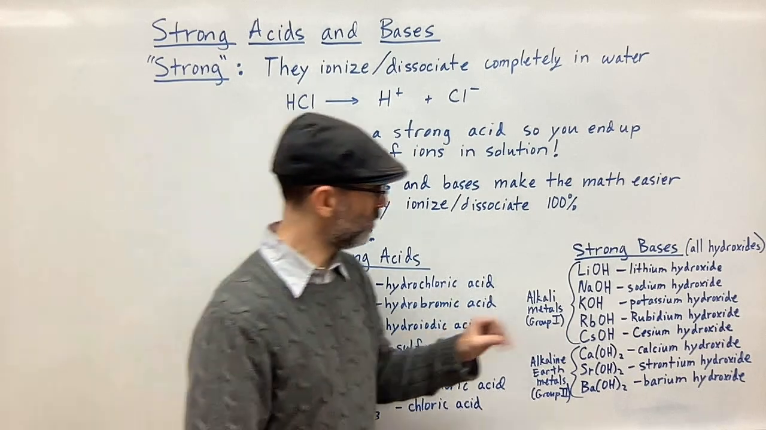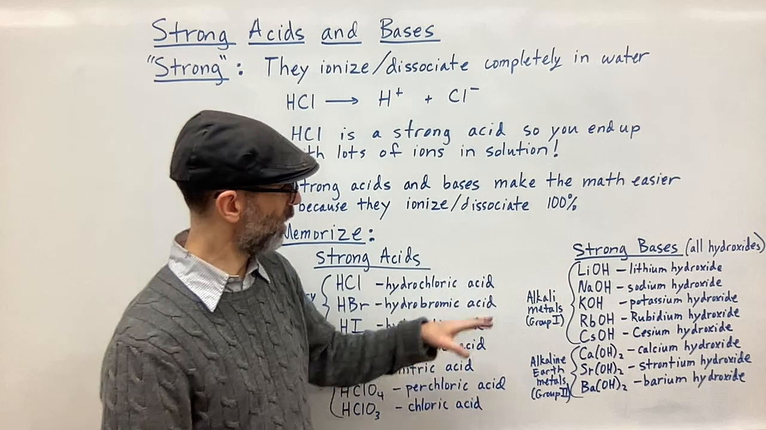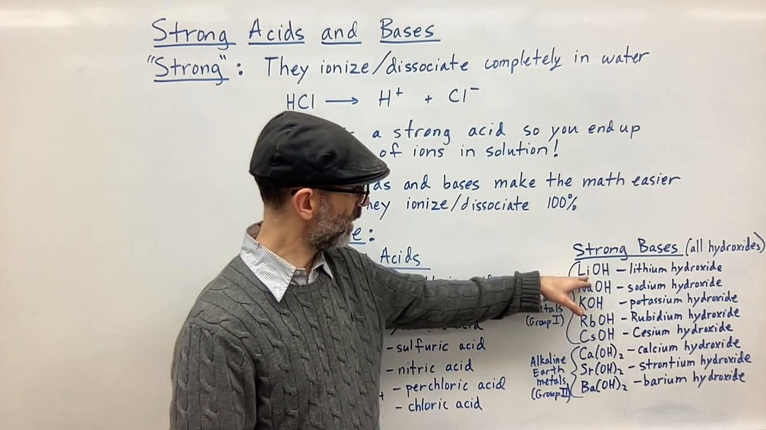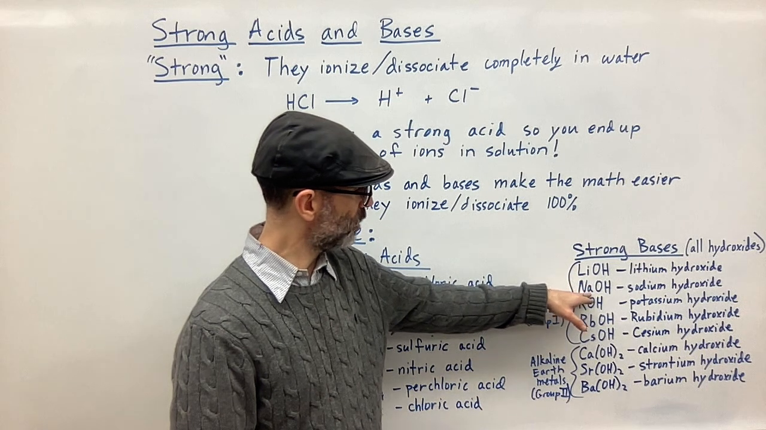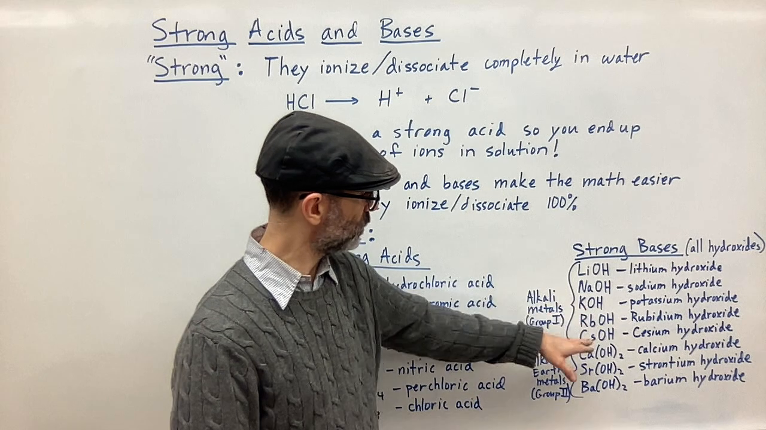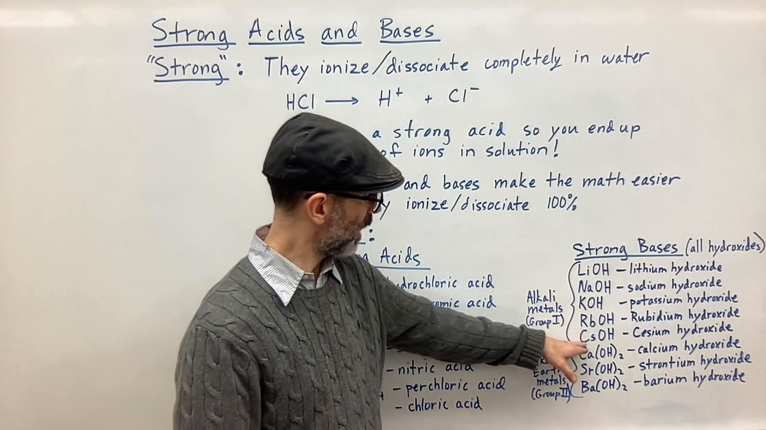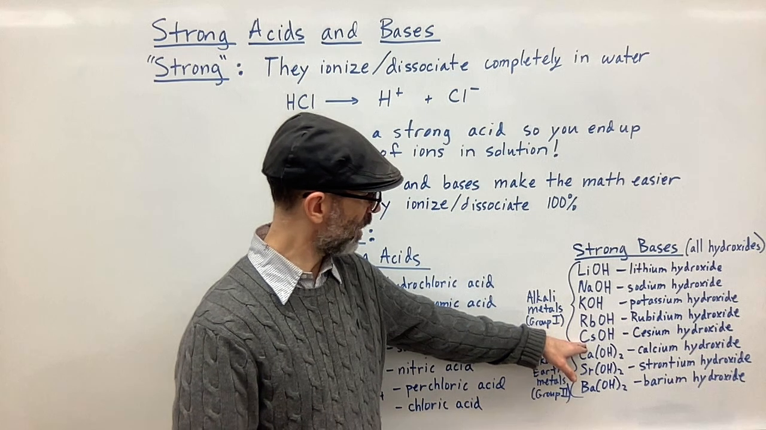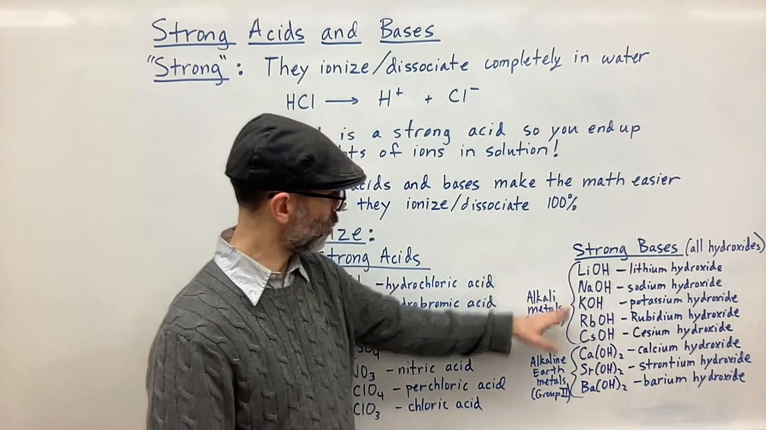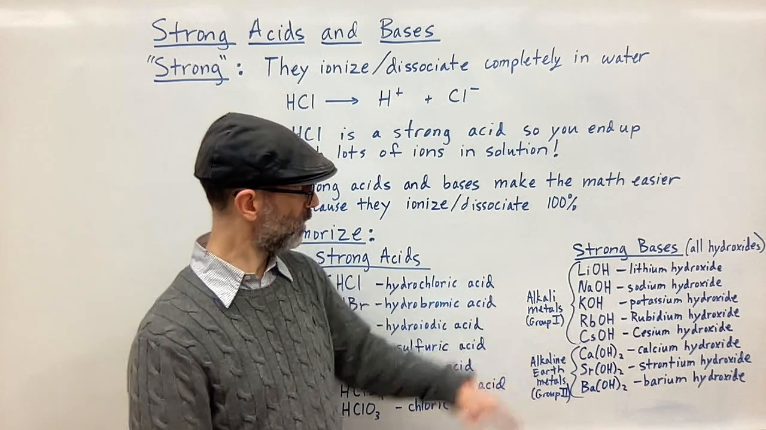The strong bases are all going to be hydroxides. So we have lithium hydroxide, LiOH, NaOH, sodium hydroxide. We have potassium hydroxide, KOH. We have rubidium hydroxide, RbOH, and we have cesium hydroxide, CsOH. And these are your alkali metals. So these are the hydroxides of your group 1 metals.